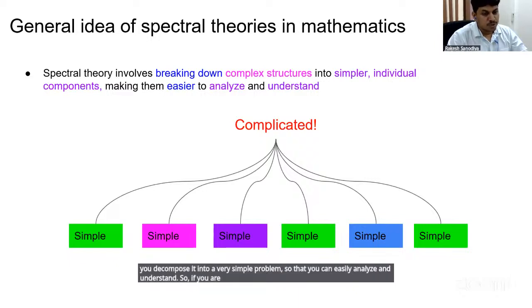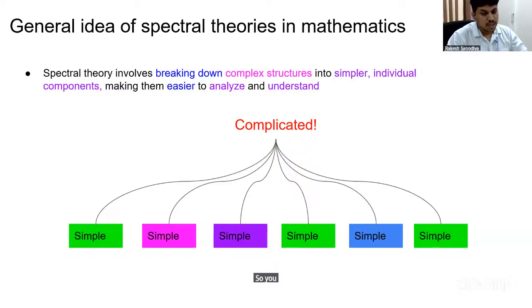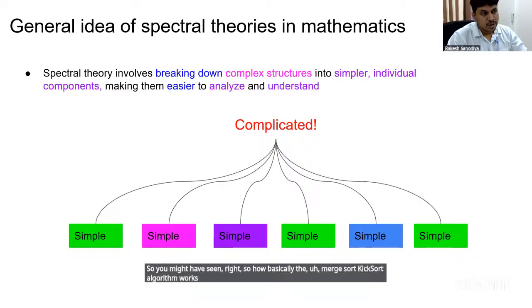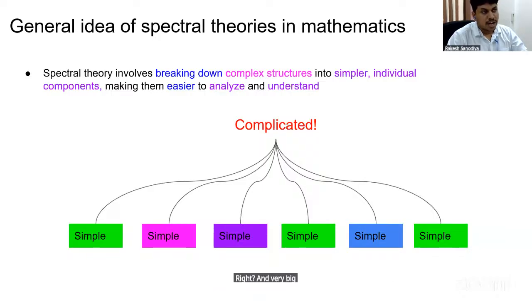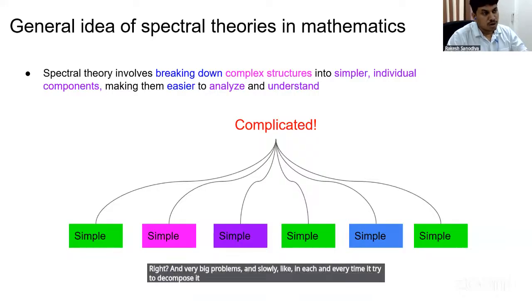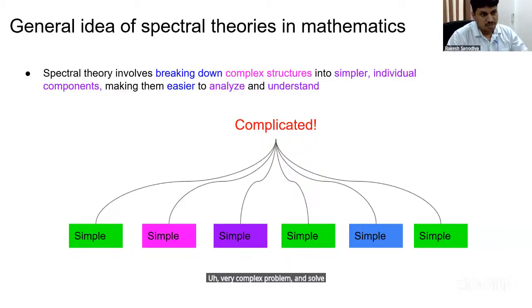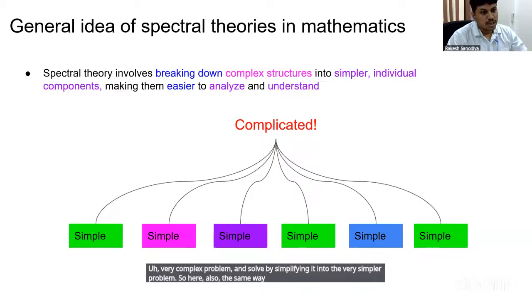If you are from a computer science background, you might have seen how the merge sort and quicksort algorithms work. These algorithms also take a very complicated and very big problem, and each time they decompose it into a very small problem. Once you get a small and solvable problem, you start combining it again. This is the way these algorithms solve a very complex problem by simplifying it into a simpler problem. Here also the spectral theory does the same.